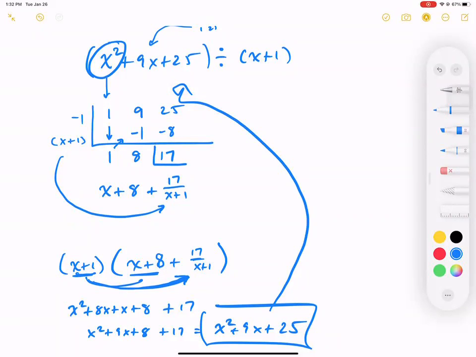So make sure when you do synthetic division, it looks just like the way my synthetic division looks. Okay. If it doesn't, you have to show me where you learned it from.